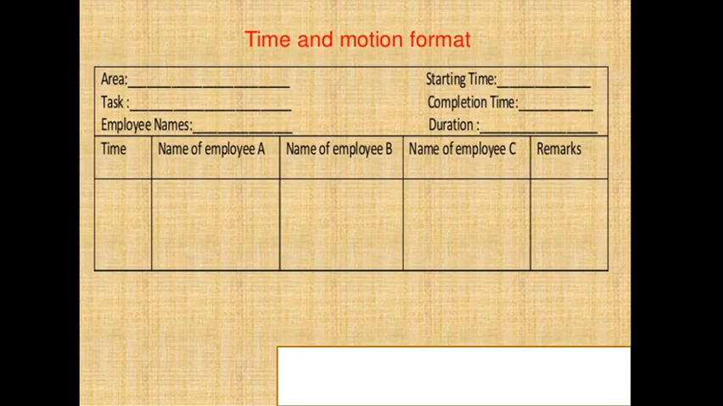So this is the format. Here you can see on the left side the area of working, task, what is to be done, employee's name, starting time, completion time, duration. So every time is mentioned. Every time should be noted down.